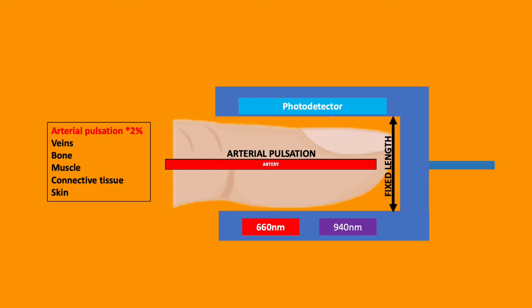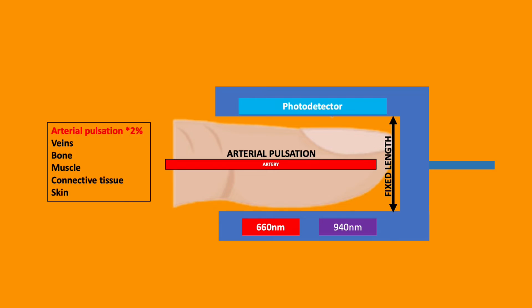Your finger has an arterial pulsation which accounts for 2% of the signal, and on the opposite side of the finger there's a photodetector. As the width of the finger is relatively fixed, the only factor which changes is the arterial pulsation, which, as mentioned, accounts for 2% of the signal. We are able to extract the oxy and deoxyhemoglobin from this part and analyse it to give a percentage.